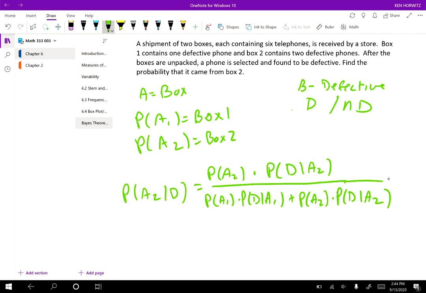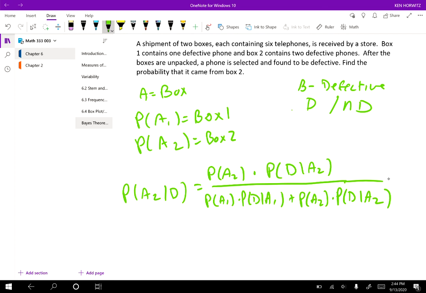Now notice in the last problem I used the complement. However, here, the complement of being from box 1 would be being from box 2. So how the formula takes shape is up to you. You can use the complement if you'd like to, or you could say not box 1, or you could say if it's not box 1, it has to be box 2 because there's only 2 boxes. That is fine with me.